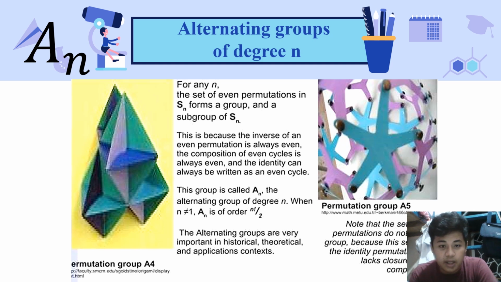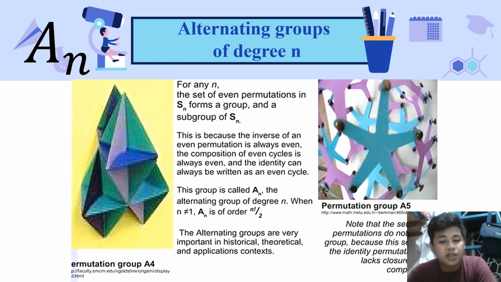Alternating groups of degree n. For any n, the set of even permutations in S sub n forms a group and a subgroup of S sub n. This is because the inverse of an even permutation is always even, the composition of even permutations is always even, and the identity can always be written as an even permutation. So if it is even, it stays even. This group is called A sub n, the alternating group of degree n. When n is not equal to 1, A sub n is of order n factorial over 2.